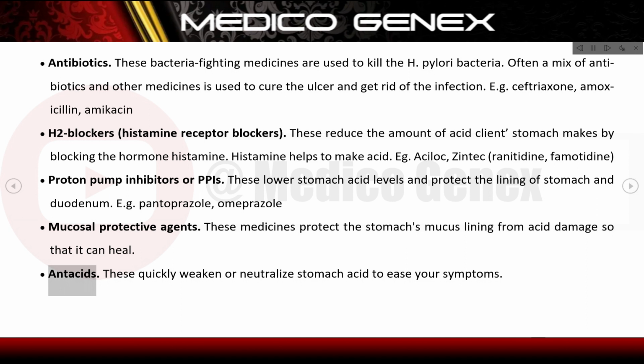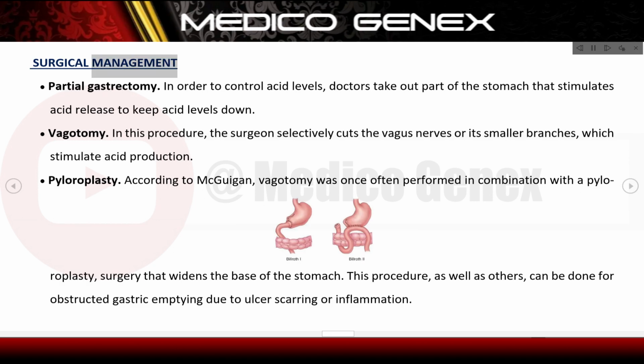Antacids. These quickly weaken or neutralize stomach acid to ease your symptoms. Surgical management. Partial gastrectomy. In order to control acid levels, doctors take out part of the stomach that stimulates acid release to keep acid levels down. Vagotomy. In this procedure, the surgeon selectively cuts the vagus nerves or its smaller branches, which stimulate acid production.